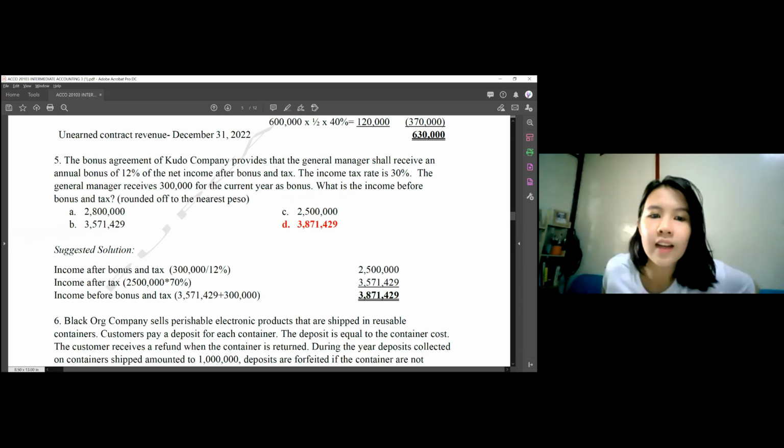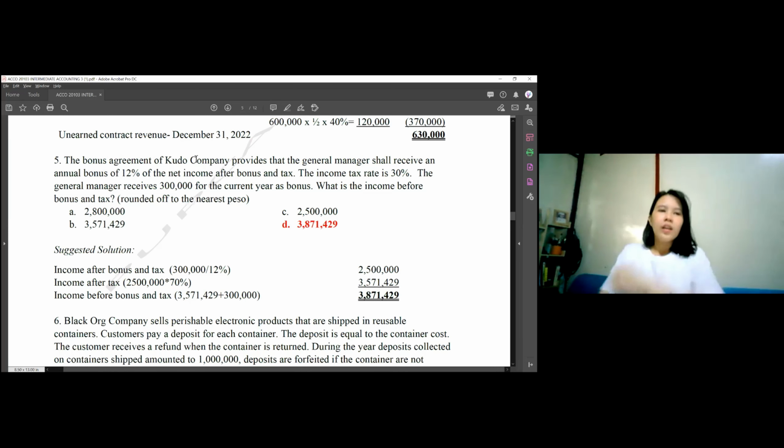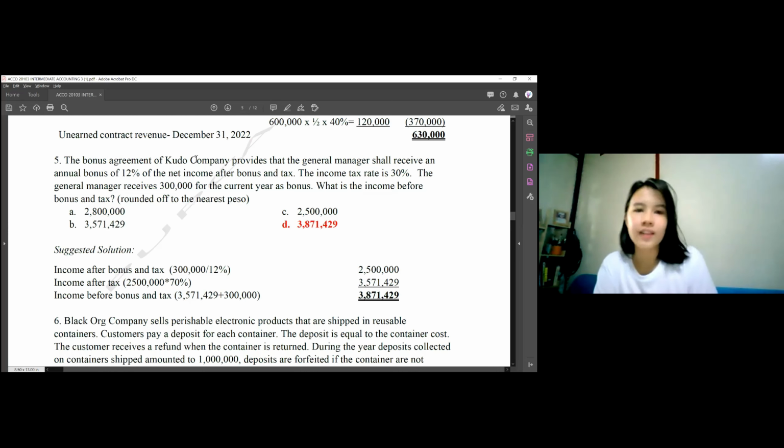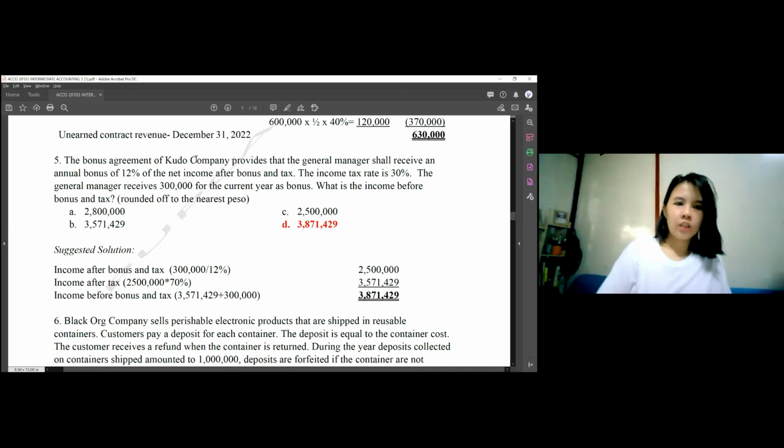So, ang income after bonus and tax ay 300,000 as stated in here. Diba? So, first, divide mo siya dun sa given na percentage, 12%, and you'll get the income after bonus and tax. So, 2.5 million. So, income after tax should be 2.5 million times 70%. Diba? Kasi 30% yung tax rate. So 100 minus 30 is 70%. So okay, wait, let's continue.